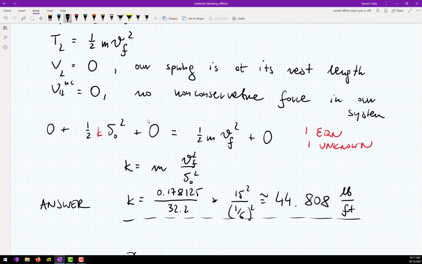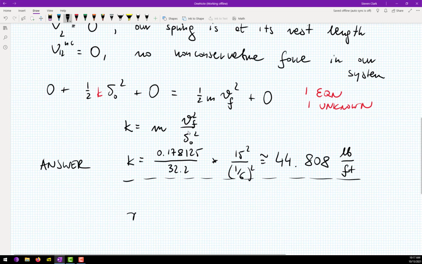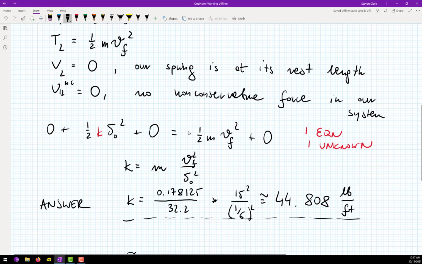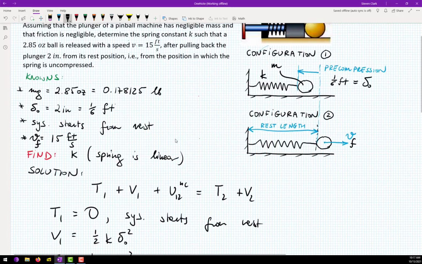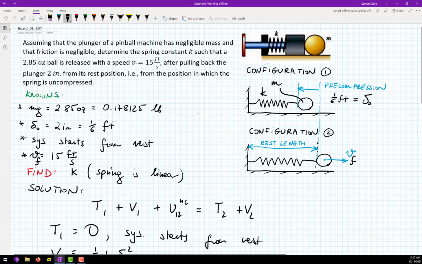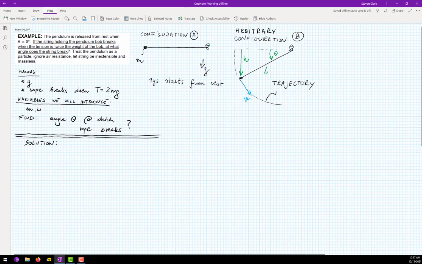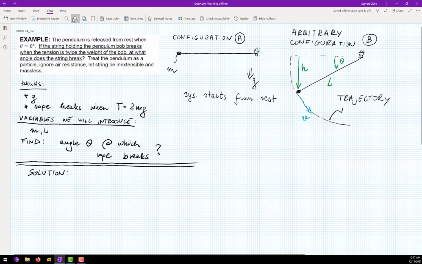Any questions about what happened? Okay, that's it. This is how you use that expression. Easy? Okay, so now example number 2. As usual, please familiarize yourself with the problem statement before we start our solution.